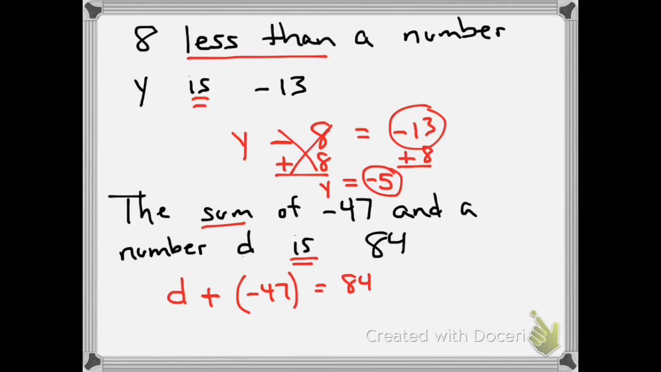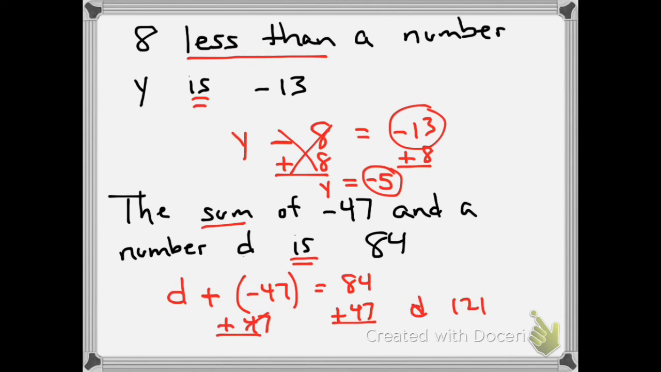All right, so if we're going to add this here, we can actually get rid of it. What we'll do is subtract 47 from both sides. And then what we end up getting is 121.